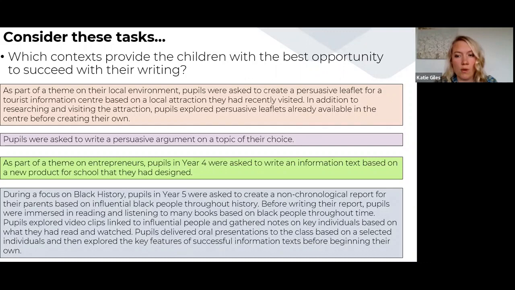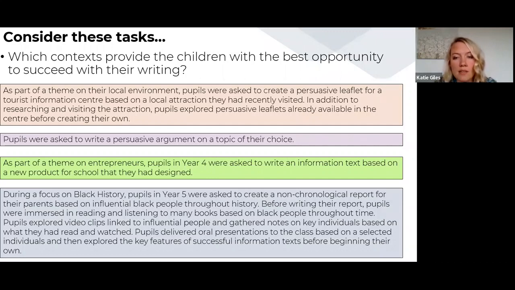Before writing their report, pupils were immersed in reading and listening to many books based on Black people throughout time. Pupils explored video clips linked to influential people and gathered notes on key individuals based on what they had read and watched. Pupils delivered oral presentations to the class based on selected individuals and then explored the key features of successful information text before beginning their own.